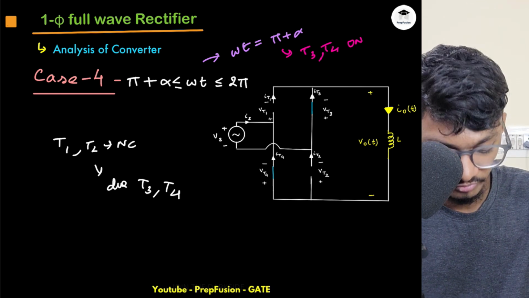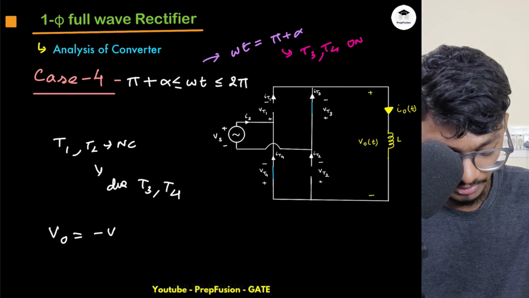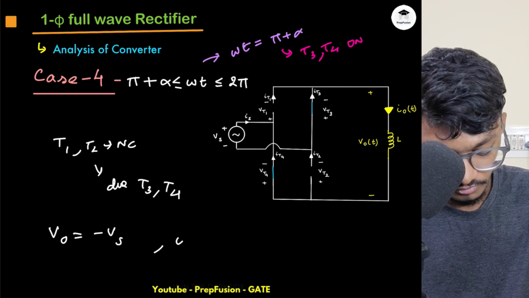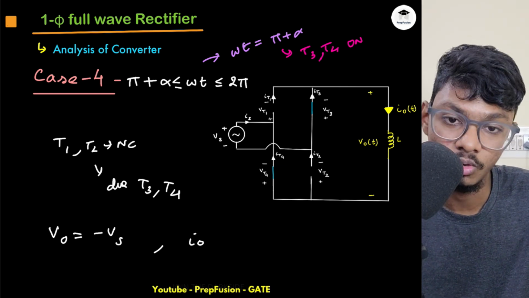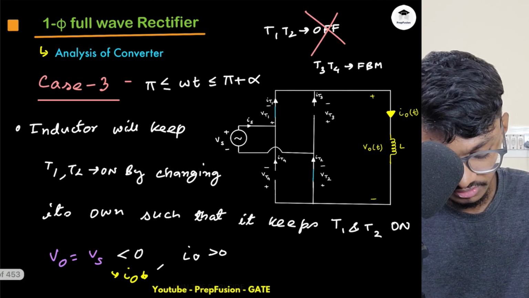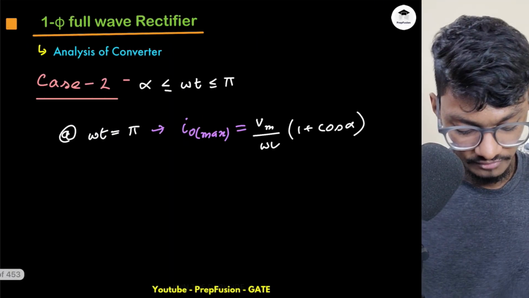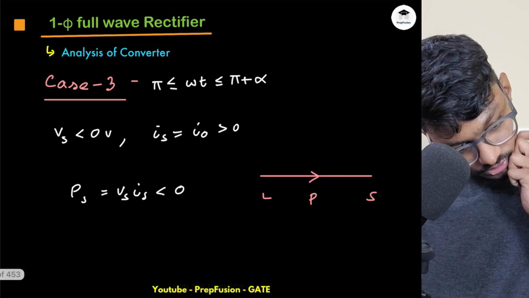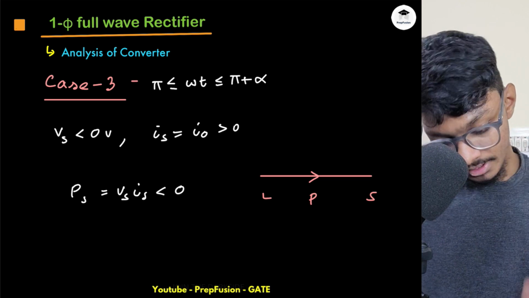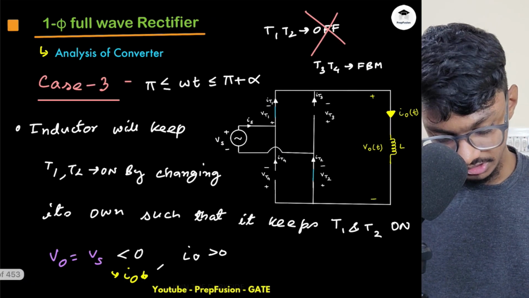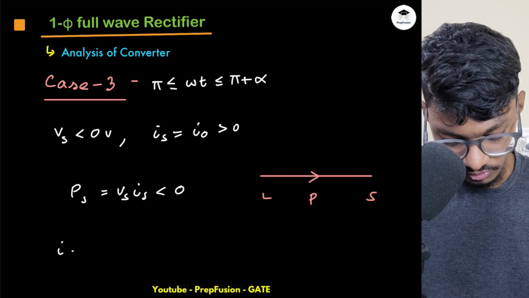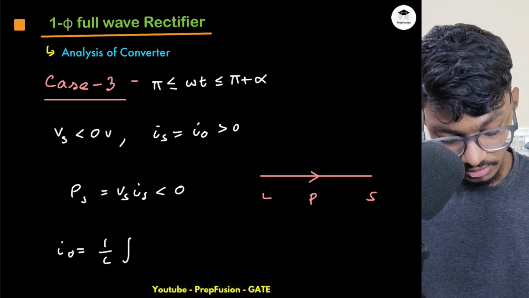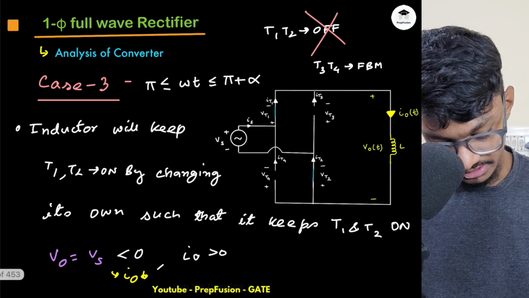So here again, what will happen? What will my VO be? If you apply the KVL, it will be minus VS. We have done this many times before, so this will be minus VS. My IO is still positive, because it hasn't totally discharged yet. So what is the value of IO? If I just write the discharge current here, my VO is still equal to VS. So what will be the expression for IO? IO is 1 by L integration from this time pi by omega to pi plus alpha by omega.